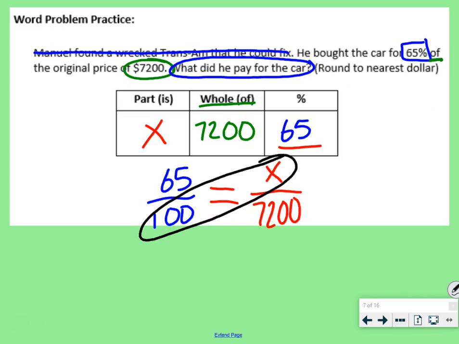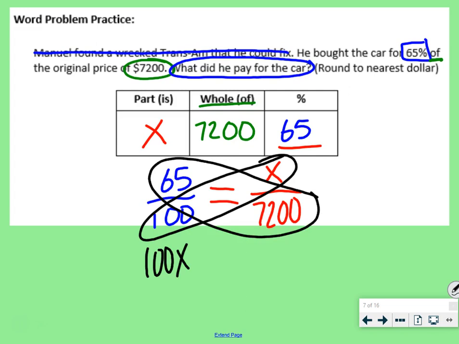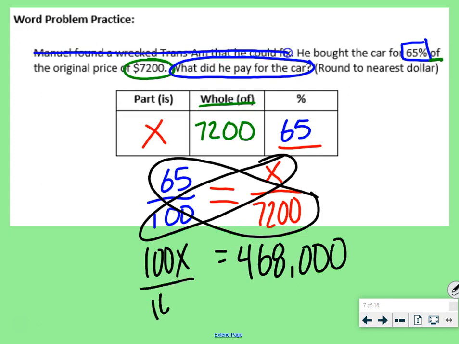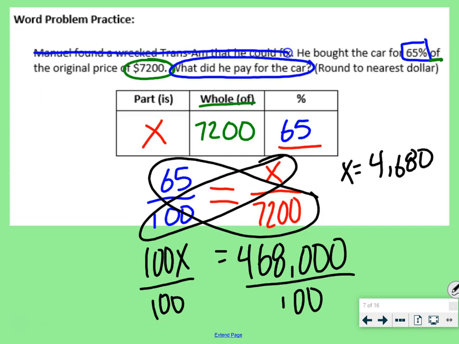Multiply your cross products, so we get 100 times x is 100x. 65 times 7,200. Again, feel free to use your calculator because those are some pretty big numbers. And we get 468,000. And then we just need to divide by 100 to get x by itself. So if we do 468,000 divided by 100, we get x equals 4,680. So Manuel paid $4,680 for his car.